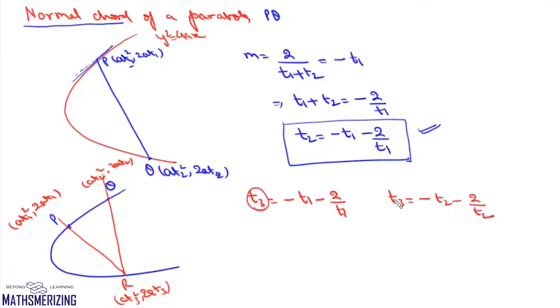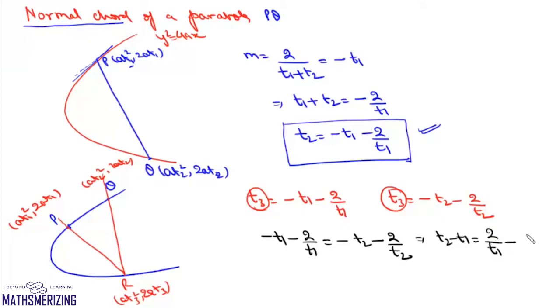Now what we'll do is eliminate this t3. We can write -t1 - 2/t1 = -t2 - 2/t2. Now we'll take t2 on the left hand side and -2/t2 on the right hand side. We can write t2 - t1 = 2/t1 - 2/t2. So we can write this as t2 - t1 = 2(t2 - t1)/(t1t2).